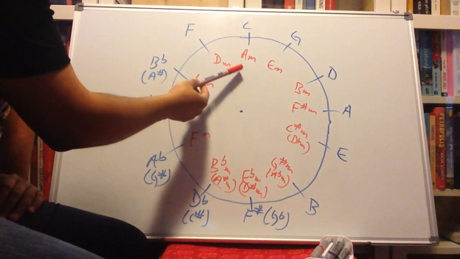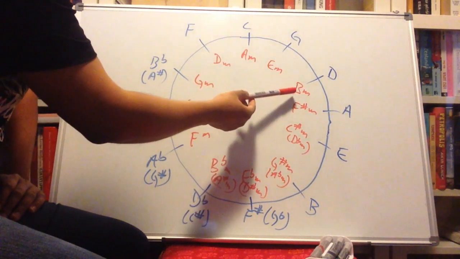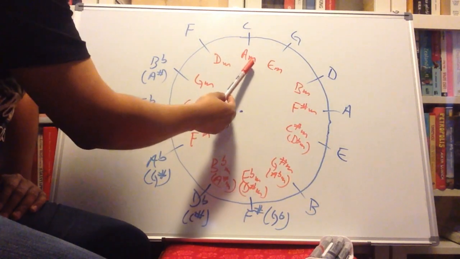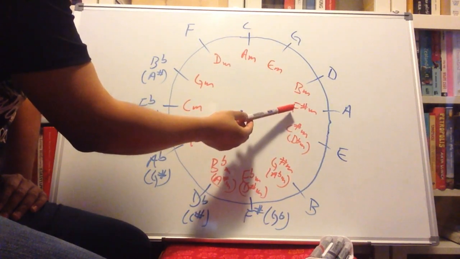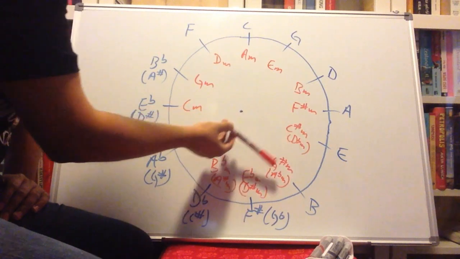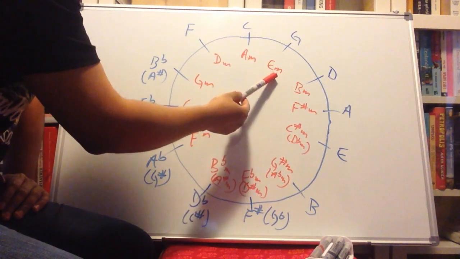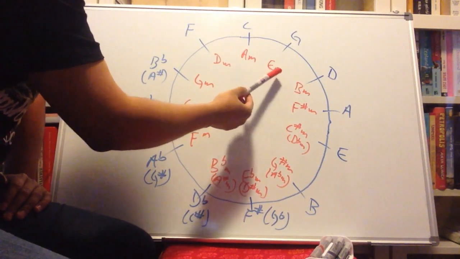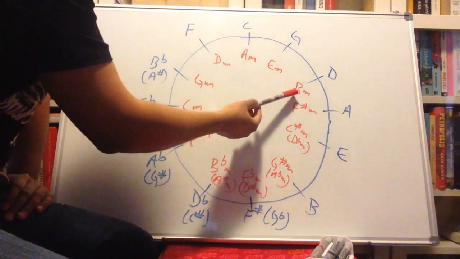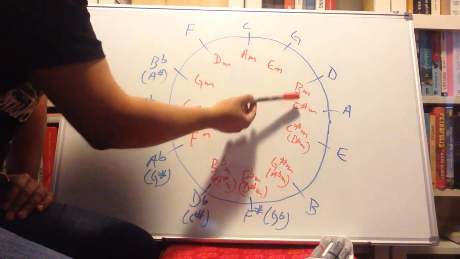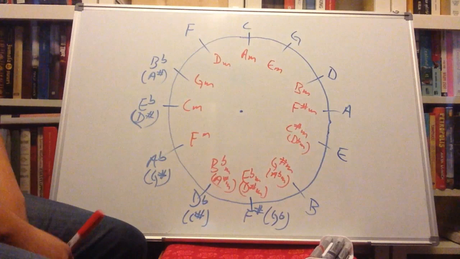And again, if you see, we have A minor, E minor, B minor, F sharp minor. It's also built up on the fifth. A minor, E minor, right? E minor is a fifth of A, B is a fifth of E, F sharp is a fifth of B, and so on.